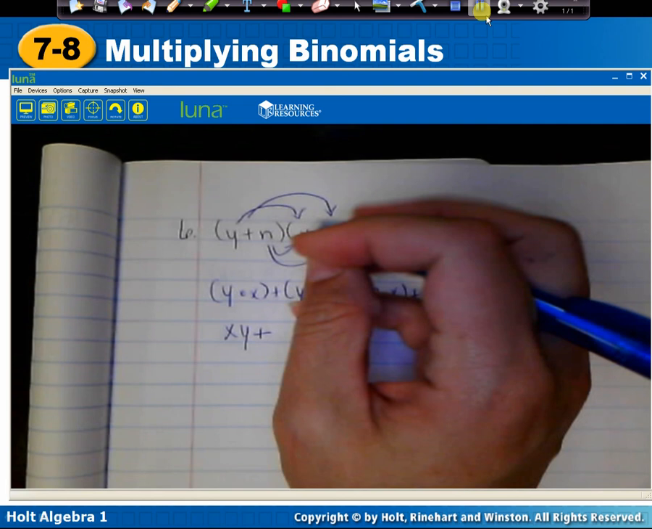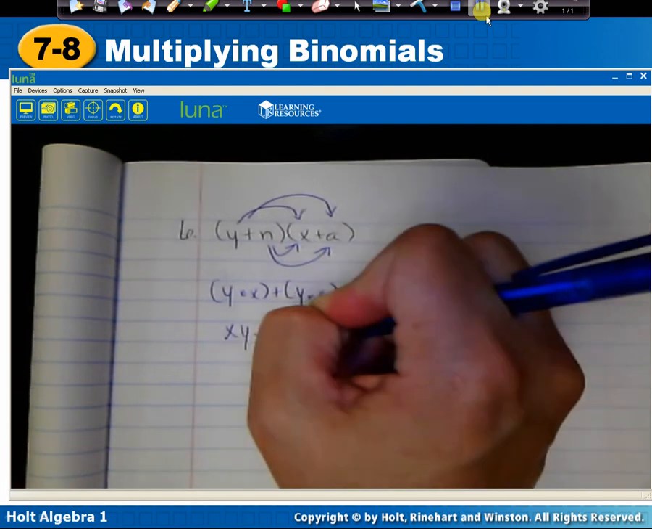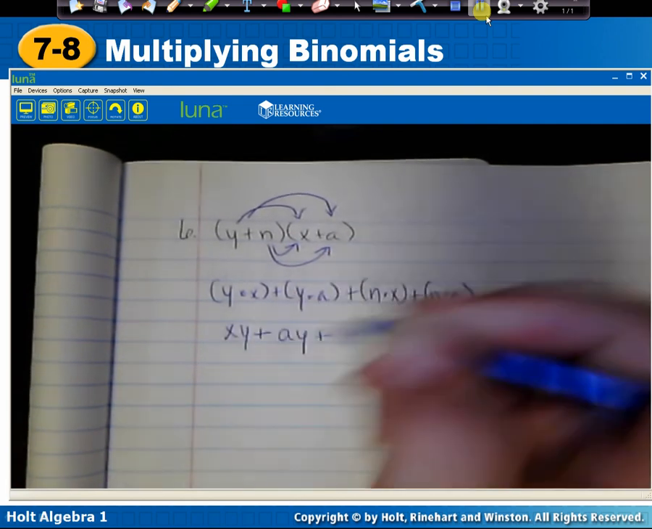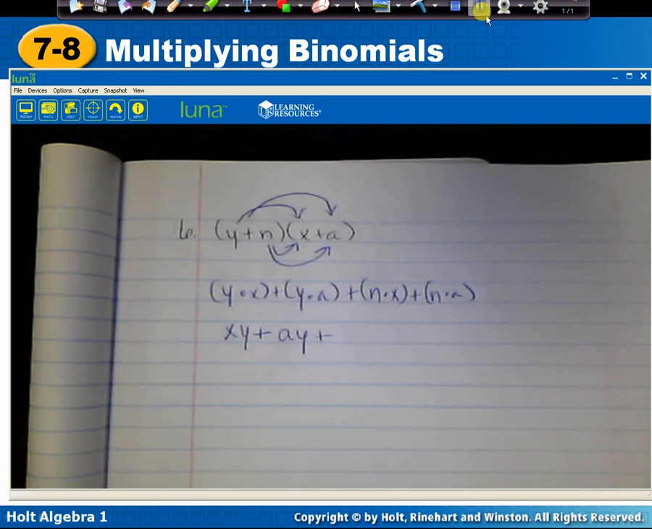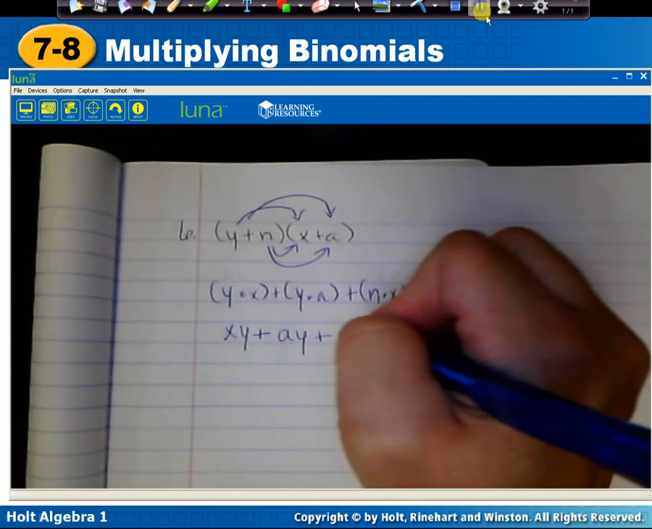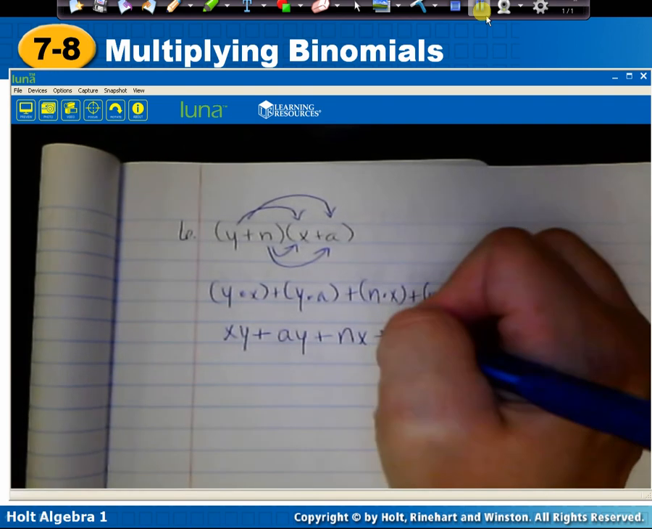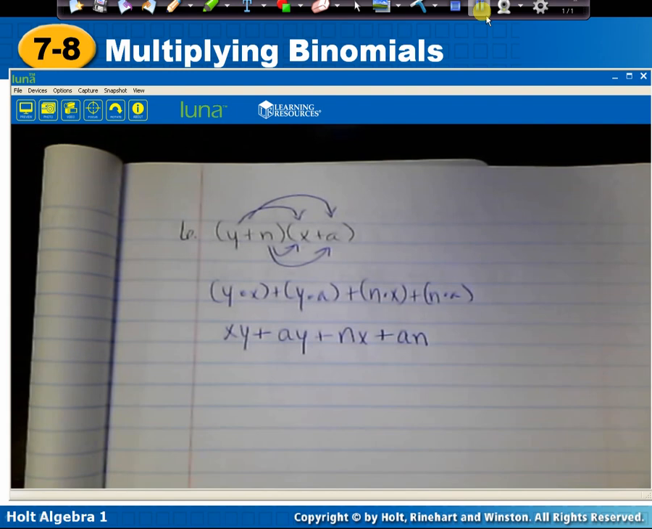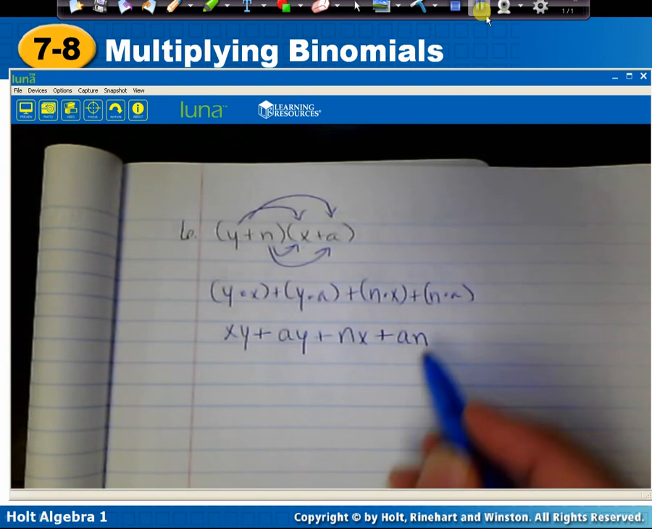I'm going to say ay plus, and I know that they're positive, because there are no negative signs here, so everything is going to be positive. Then I have nx plus an. Now, I've written them all alphabetically. It's easy to identify that I have absolutely no like terms here. None of these are the same. xy, ay, nx, an. And that, simply enough, is going to be my final answer. That's as far as I can take this one.